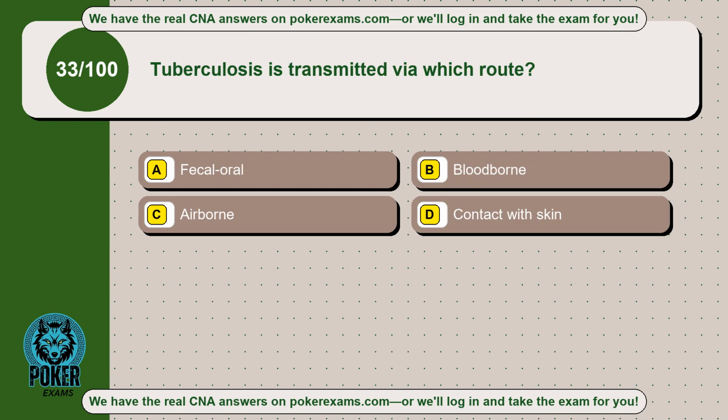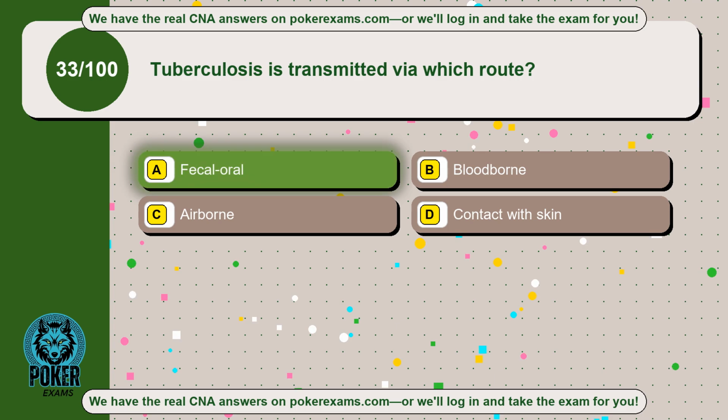Question 33. Tuberculosis is transmitted via which route? Option A, fecal-oral. Option B, bloodborne. Option C, airborne. Option D, contact with skin. The correct answer is option A, fecal-oral.